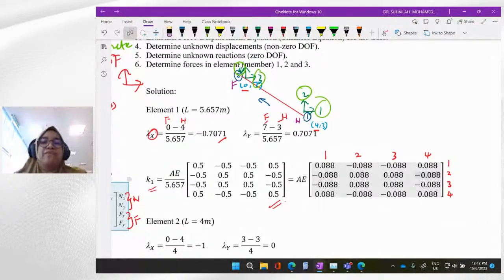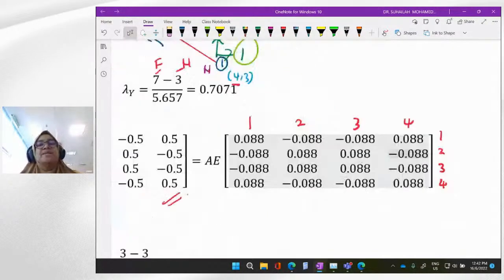So we have to label, and then repeat the same process for element number 2 and element number 3.